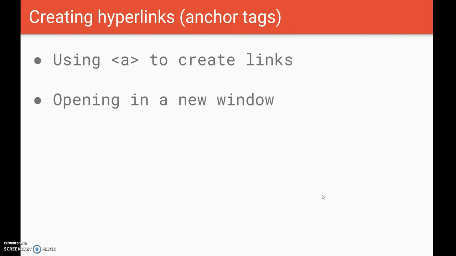In this video we're going to look at how we can make links or hyperlinks from our page to external web pages, so we can link to any other page on the internet. To do that we use these anchor tags, which are just the A that we have there, and we're also going to look at how we can open all of these tabs in a new window.